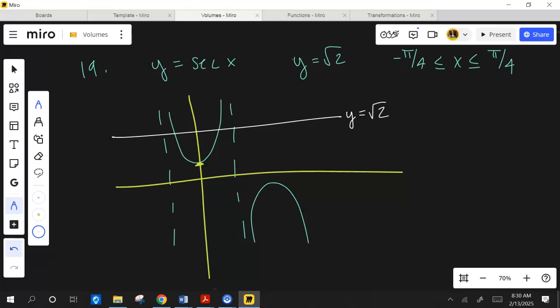There's y equals square root of 2. Okay. No, it's not. After like that day, it was like 0.2 away from one.